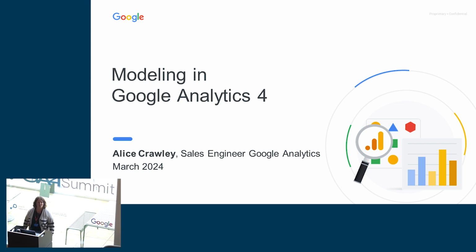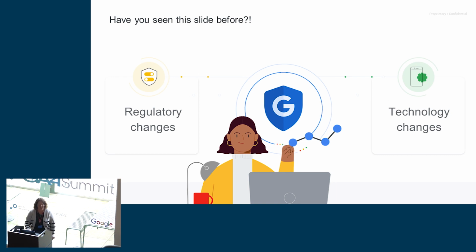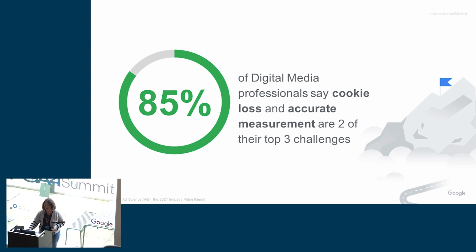So this part of the presentation is all about the different types of modelling that we have in Google Analytics. You've seen this slide already from Diggy, but I think it's important just to reiterate the world is changing, and that's why modelling has become even more important than it ever has been in Google Analytics before. A recent survey said that 85% of digital media professionals' biggest challenges were around cookie loss and accurate measuring. And so this is where modelling can really come in to help these areas. The third challenge was also attribution, which modelling can also help. So I think this is something that's probably affecting all of you.